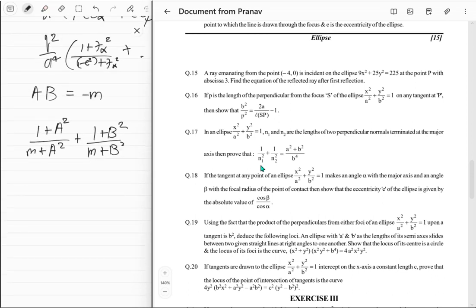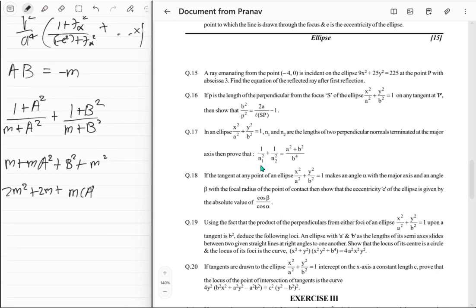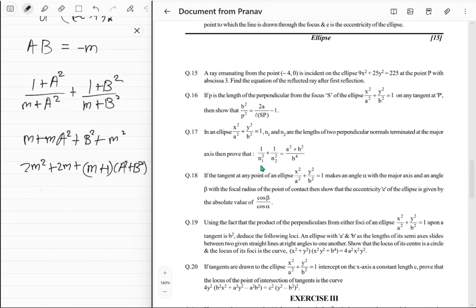So let's see what we get. M plus m a square plus b square, and then plus a square b square. So a square b square would just be m square. And you want to sum this up. So it's going to be 2m square plus 2m plus m times of a square plus b square. It's not m plus 1. Oh, that's the term that we're missing, right? Okay, so now it's going to be 2m times 2 plus a square plus b square. Yeah. So 2m plus a square plus b square, and all of that times m plus 1.